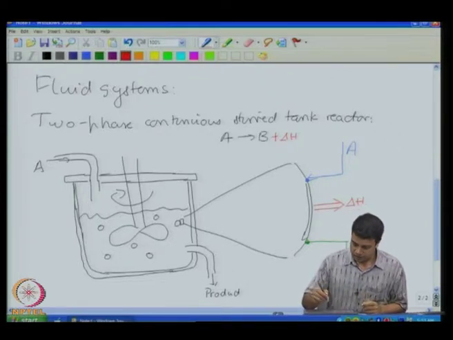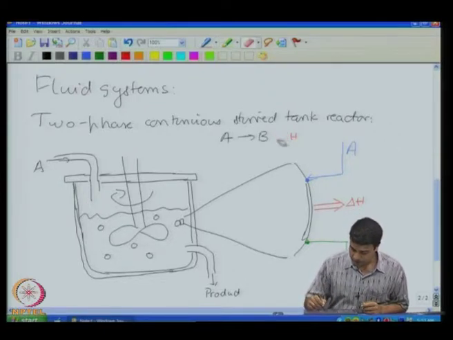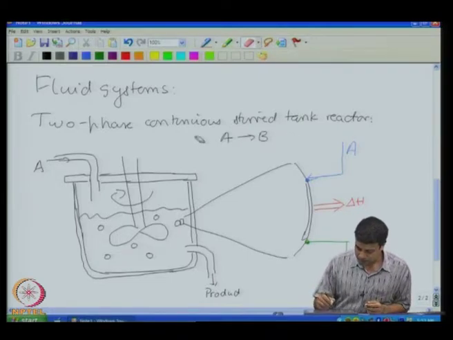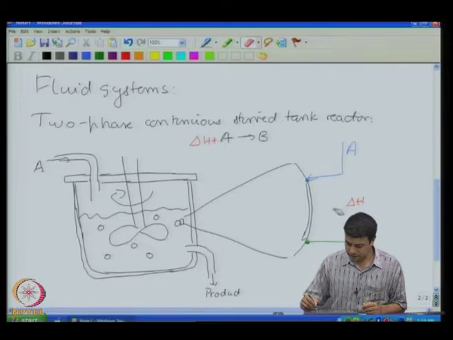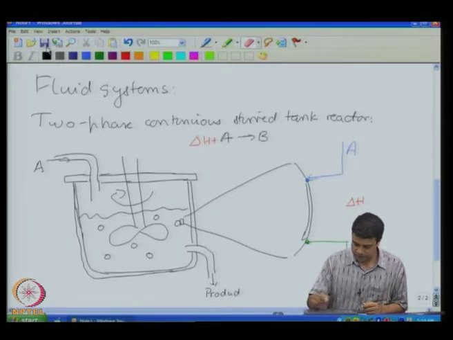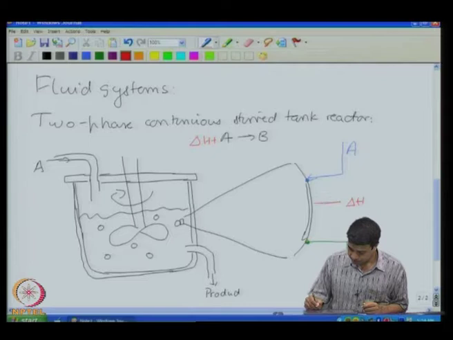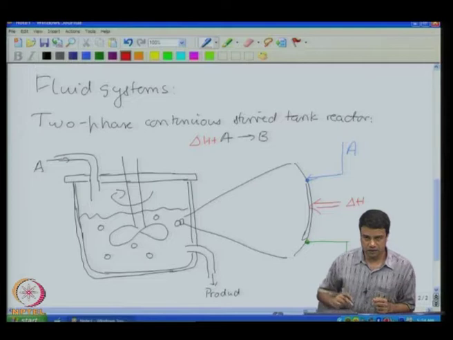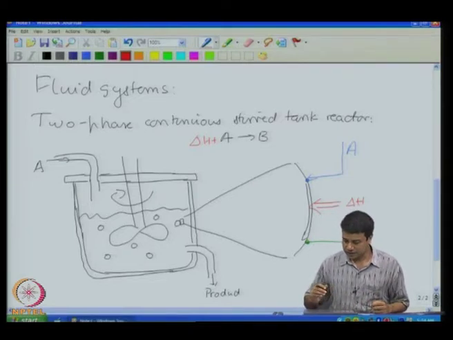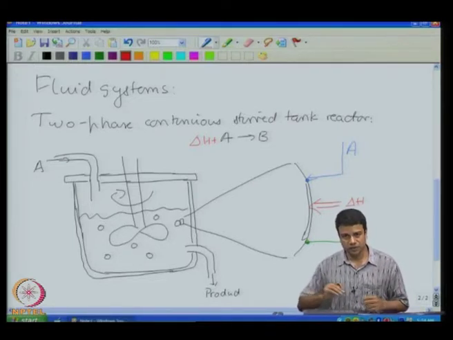Alternatively, one could have an endothermic reaction where heat is necessary in order for the reaction to take place. In this case, it is necessary to ensure that there is a sufficient rate of transport of energy to the surface. Because if energy is not transferred to the surface, the energy that is absorbed by the reaction will cool down the interface. And so, the reaction rate will decrease and you will not obtain the desired yield.